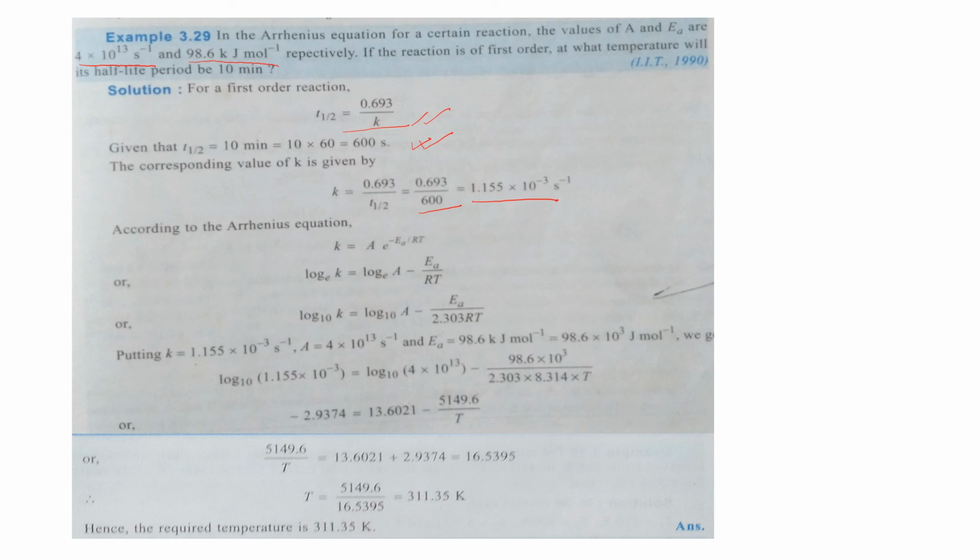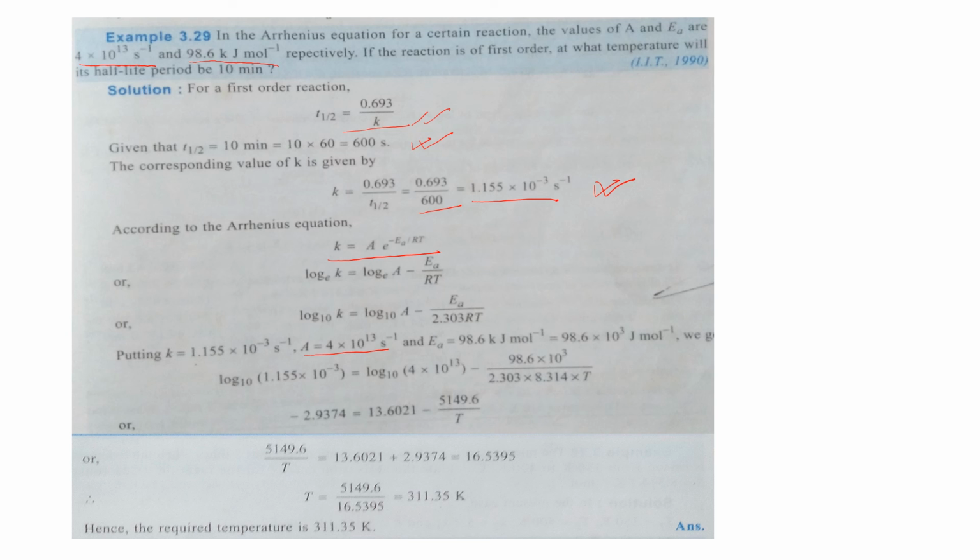Now according to the Arrhenius equation, K is equal to A e^(−Ea/RT). From there, take the logarithm. So it is coming to ln K = ln A − Ea/RT. Now take log10: log10 K = log10 A − Ea/(2.303 RT). Now the value of K we are getting from here, and A is given as 4 × 10^13 s^-1. So we are getting the value of A also, it is given in the question.